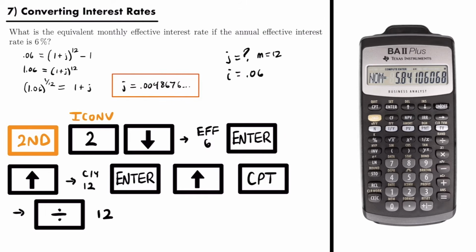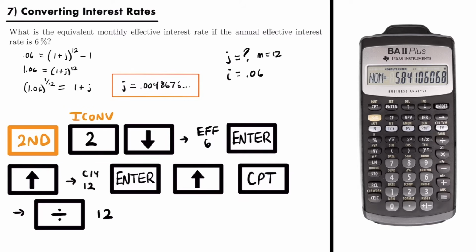Now, that's not what this problem is asking for. It's not asking for the nominal rate. However, it is asking for an equivalent monthly effective interest rate that we can find from the nominal rate. So that nominal rate that we just calculated is going to be pretty helpful here, right? Because this nominal rate here, assuming we typed in the right numbers, should be a nominal rate that is convertible monthly, 12 times per year.